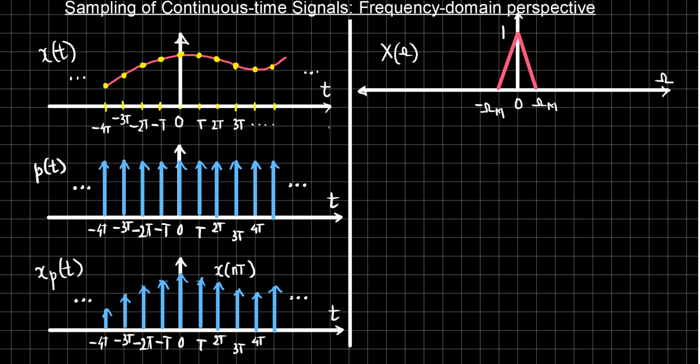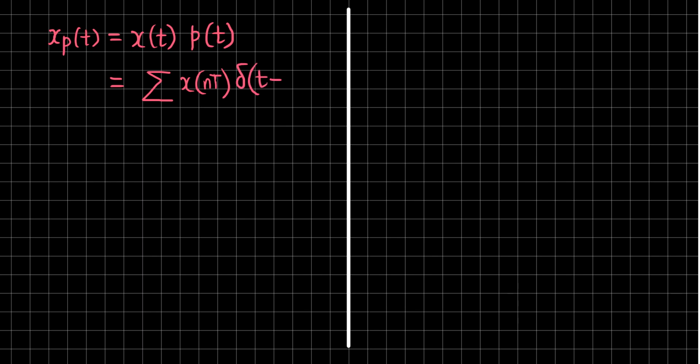We have also obtained the time domain equation for this. So xp of t is nothing but the multiplication of x of t with p of t. The original signal and the train of impulses give us this equation: xp of t equals the sum of x of nT times delta of t minus nT, where n runs from minus infinity to infinity.